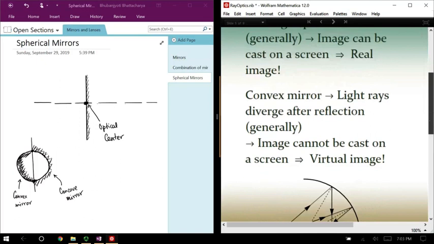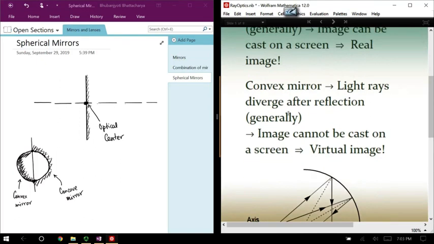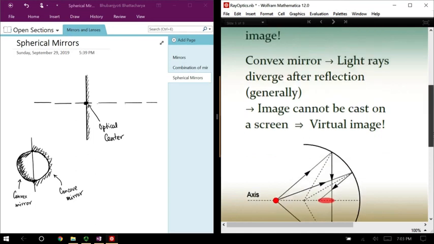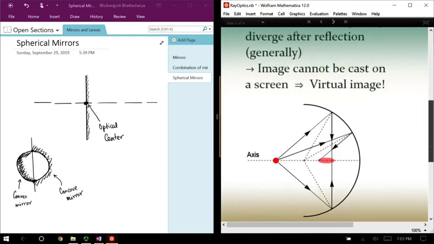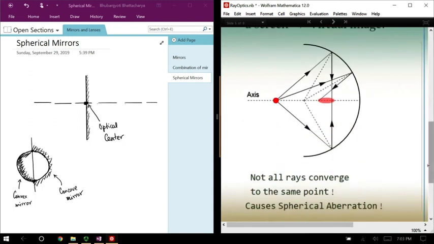What about convex mirrors? In convex mirrors, light rays generally diverge after reflection, and the image cannot be cast on a screen. So the image in the case of a convex mirror is generally a virtual image. It turns out that in some situations, even the image that a convex or a concave mirror forms can also be a virtual image. And we will see an example of that later on in this video.